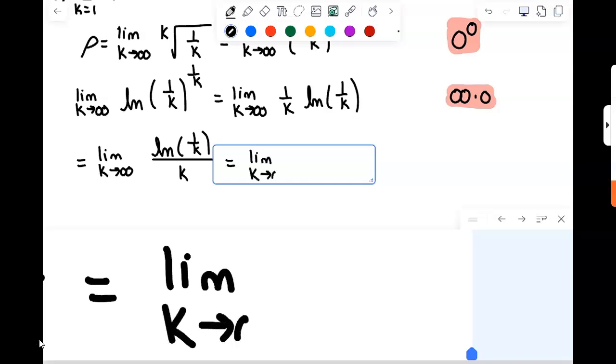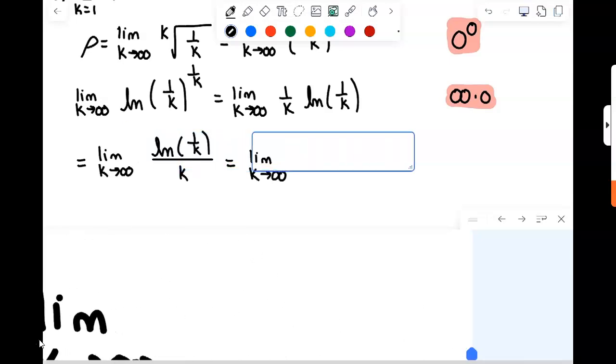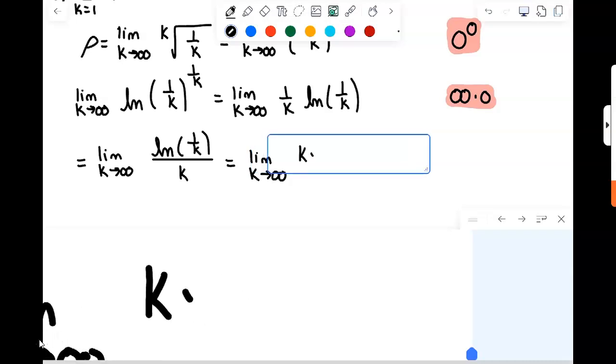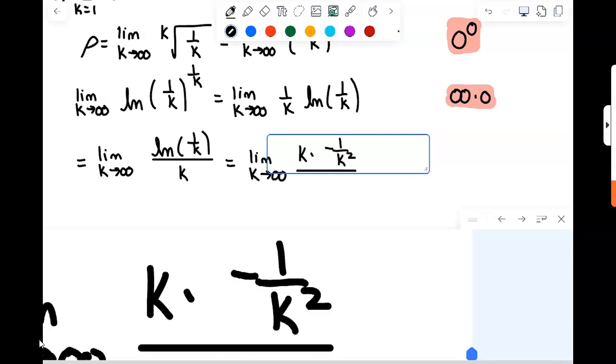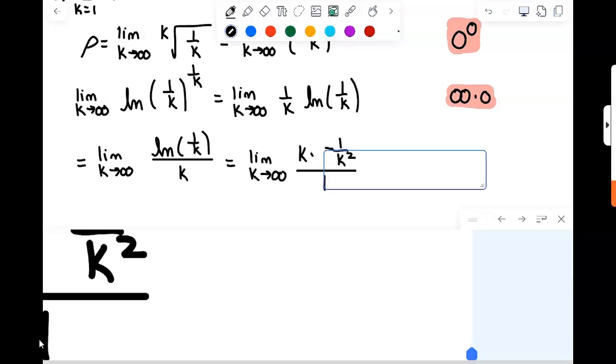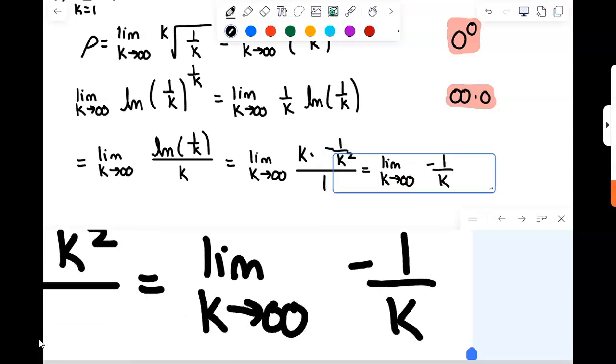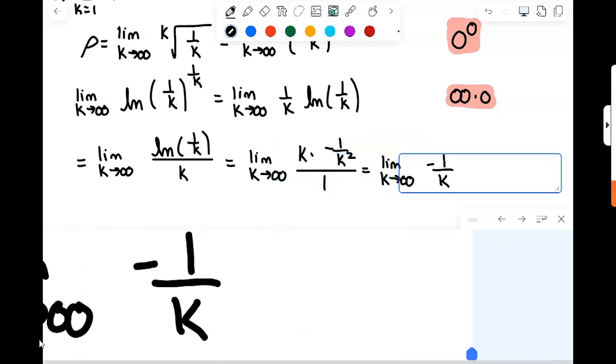Limit as k goes to infinity. The derivative of ln of 1 over k would be the reciprocal of 1 over k, which is k, times the derivative of 1 over k, which is minus 1 over k squared. All of that is over the derivative of k, which is 1. So simplifying, we get the limit as k goes to infinity of minus 1 over k. But as k goes to infinity, minus 1 over k is going to go to 0.